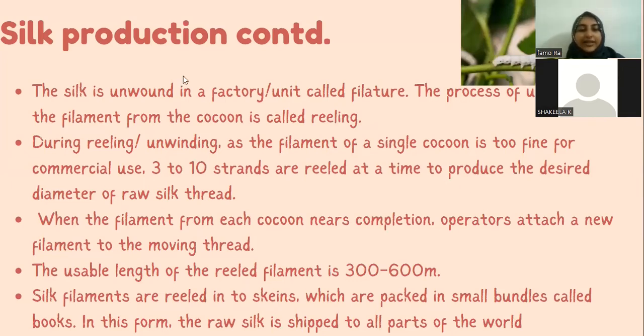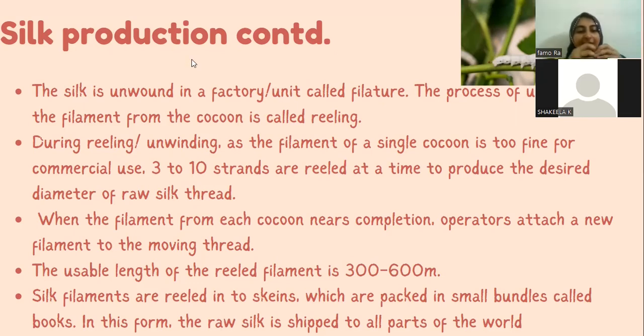During reeling or unwinding, the filament of a single cocoon is very fine for commercial use. So at least 3 to 10 strands are reeled at a time to produce the desired diameter of a raw silk thread. So they are all combined together, because one filament from one single cocoon is extremely thin. This diameter is extremely small. So when the filament from each cocoon nears completion, operators attach a new filament to the moving thread. So this is happening in the factory unit called a filature.